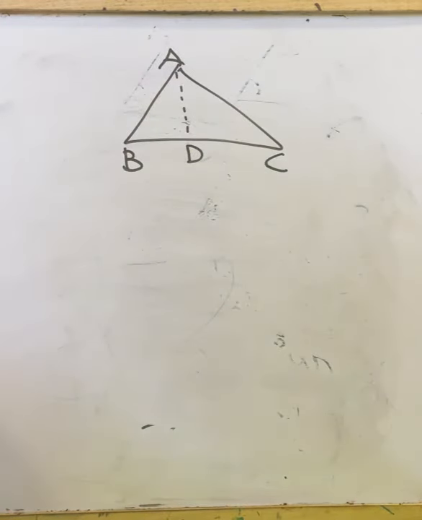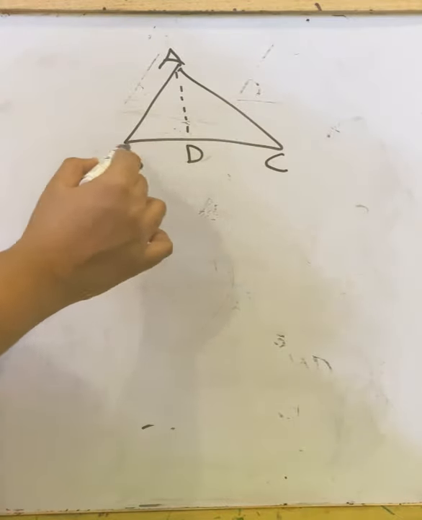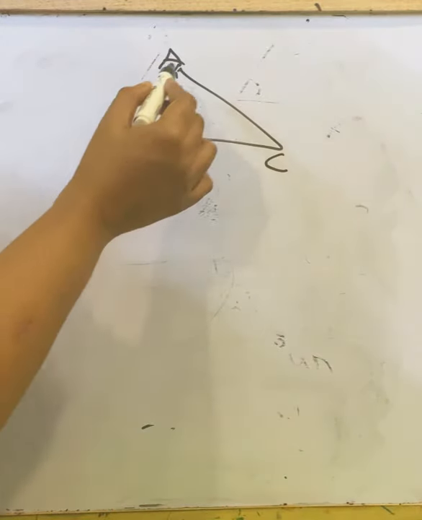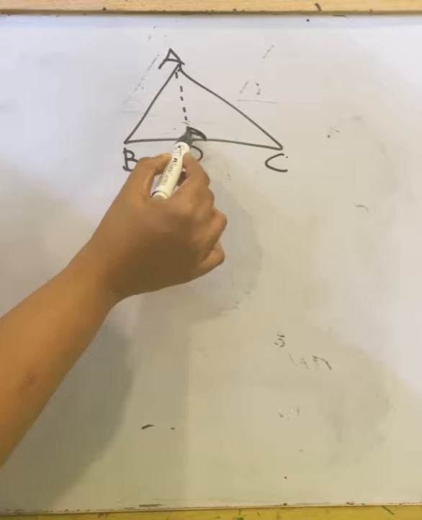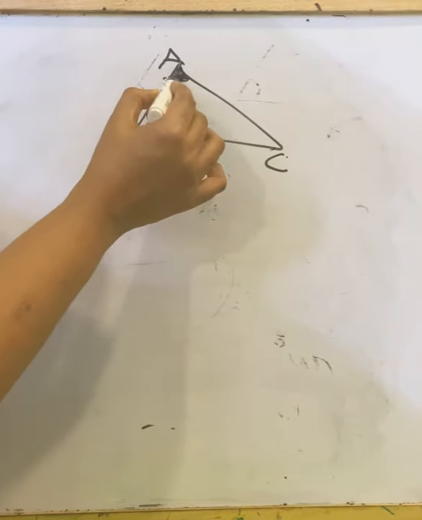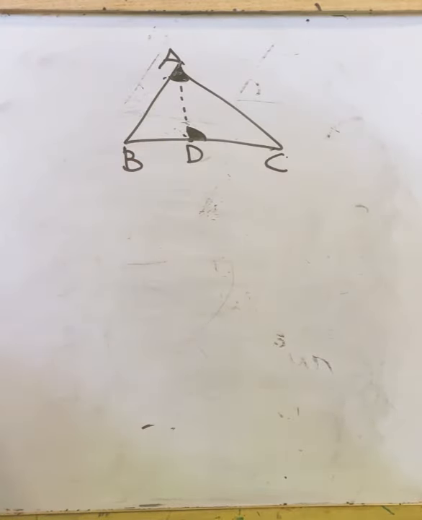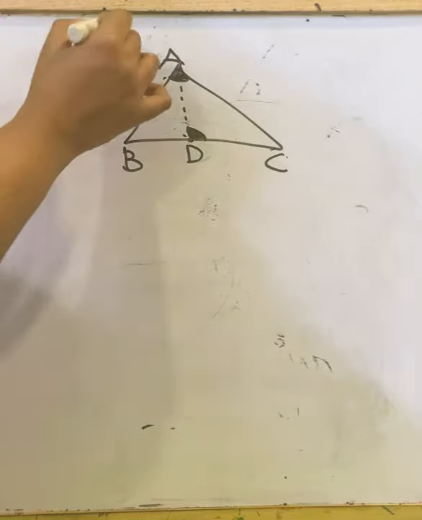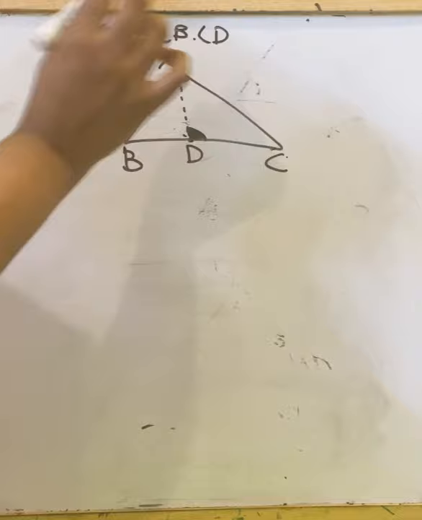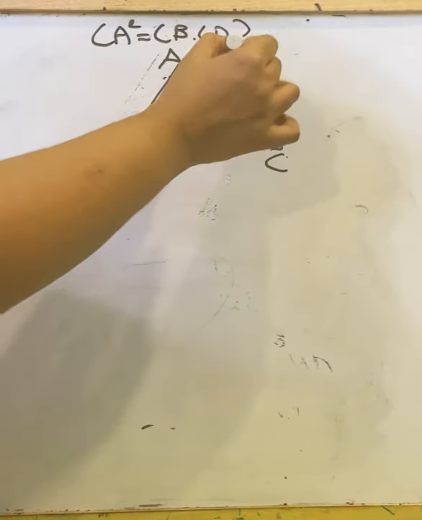Next question. D is a point on the side BC of a triangle ABC. D is the point on BC, such that angle ADC equal to angle BAC. Angle ADC means this angle equal to BAC, this whole angle. These two angles are having equal measurement. Show that CA square equal to CB dot CD, that is CB into CD. This we have to show.